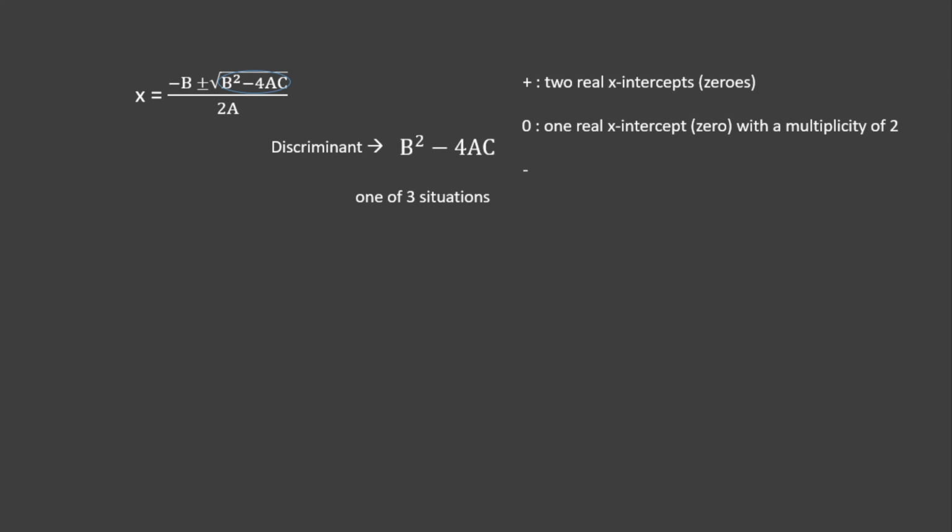And you can also have a negative discriminant, which means you will have 2 imaginary x-intercepts. In order to write this, you'll leave this in the form a plus or minus bi, where i is the imaginary number, the square root of negative 1.